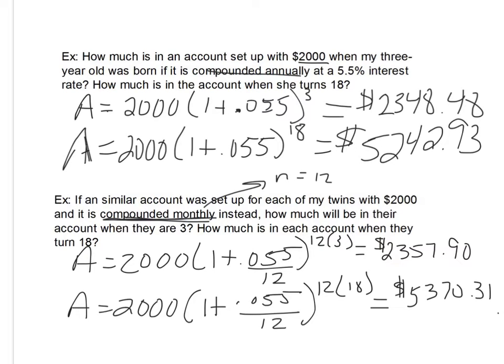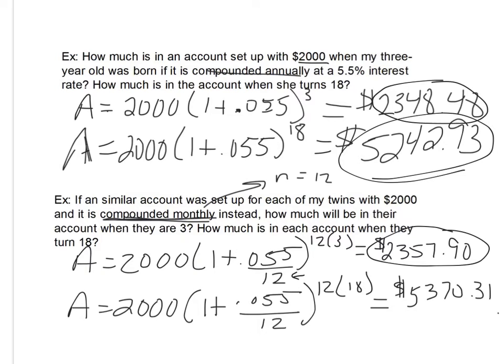Notice the only thing that changed is I had to add that n is 12. I'm compounding it once a month, so 12 times a year, so I have to add that in. So notice that it is better to get interest more often. Okay, each time it was just a little bit more.